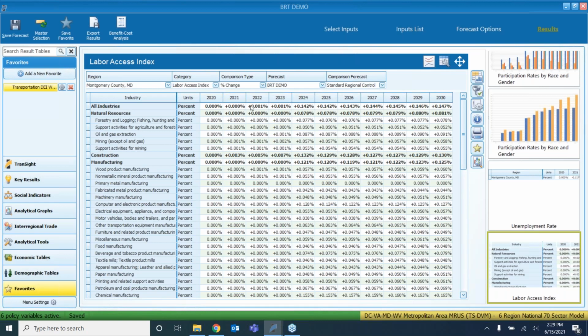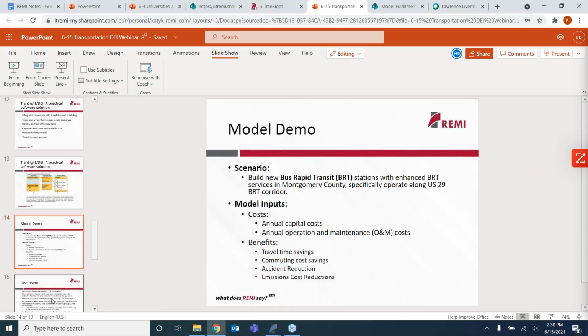So over time, we see an increase in this labor access index, which is essentially a measure of labor's access to employment as well as employers' access to labor. So with that more accessible transportation, we're seeing across all industries this increase in the labor access index. And from there, I will take us back to our presentation to talk more about the results that we saw.